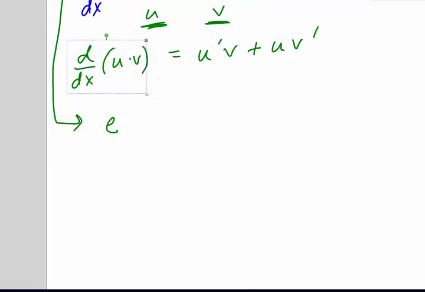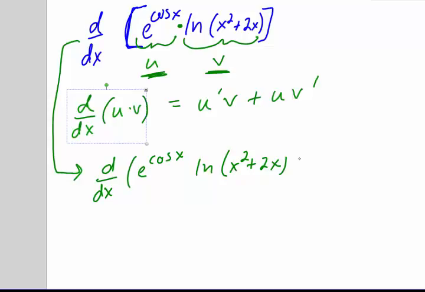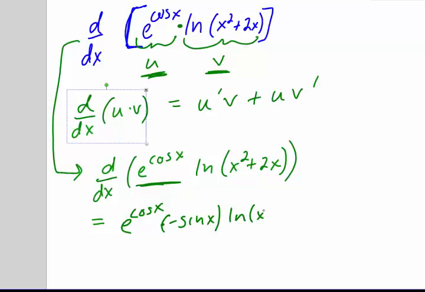Let's go ahead and rewrite this so we have proper notation. So we know the derivative with respect to x of e to the cosine x times natural log of x squared plus 2x. That is going to be u prime, so I'm going to derive that part. That's e to the cosine x. E for easy, just rewrite it, and then times the derivative of the exponent, which is the opposite of sine x. And then I'm going to repeat my v, ln of x squared plus 2x. Gets a little messy here, I know.